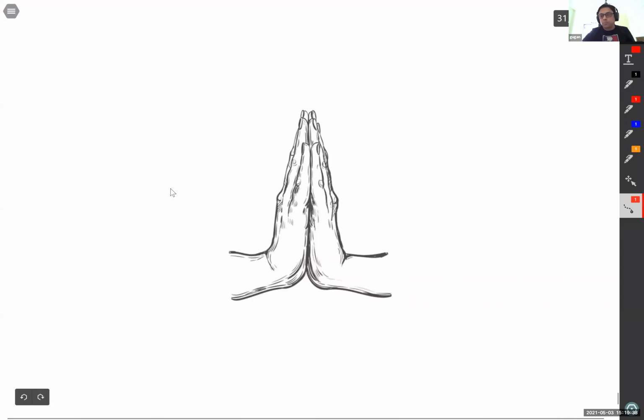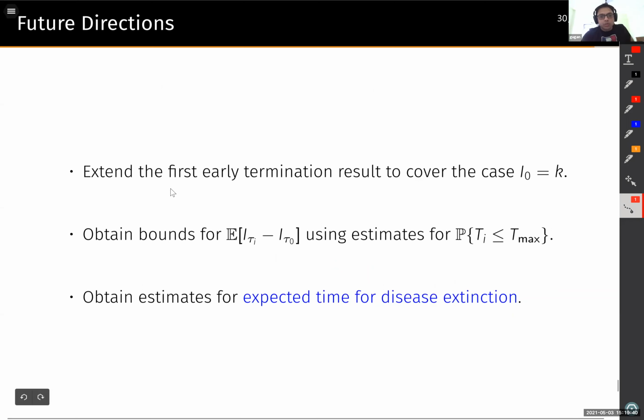So maybe I'll stop here and talk about some future directions. As I said, right now we have this early termination result only for I0 equals 1. We would like to extend it to I0 equals k and then compare it with this other result that we have obtained. One of the first results that I mentioned was this expected value of I_{tau I} minus I_{tau 0}. This expression was in terms of these probabilities of early termination, and we have some estimates for this, but this is ongoing work and we hope to use these estimates to get some closed form estimates for these things.